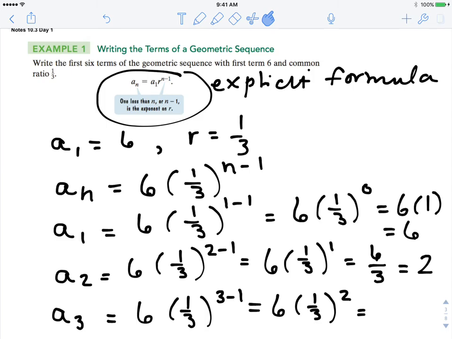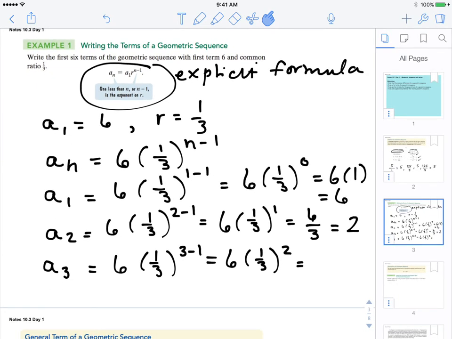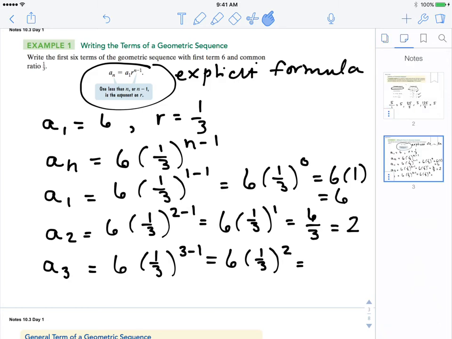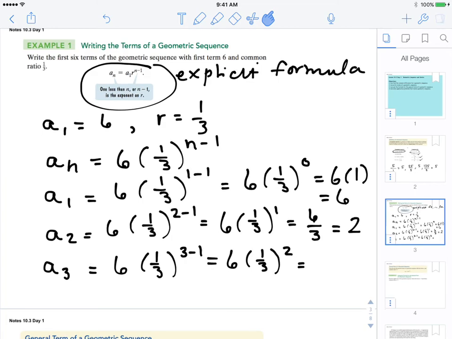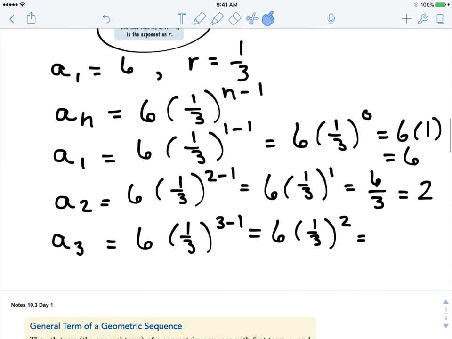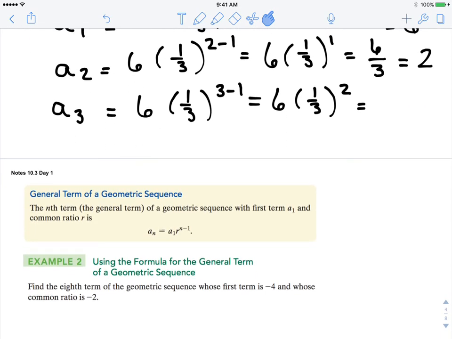Let me go ahead and add a page here. All right, let's see if I can figure out how to add a page. It's been a while here. All right, maybe I have to add it beforehand.